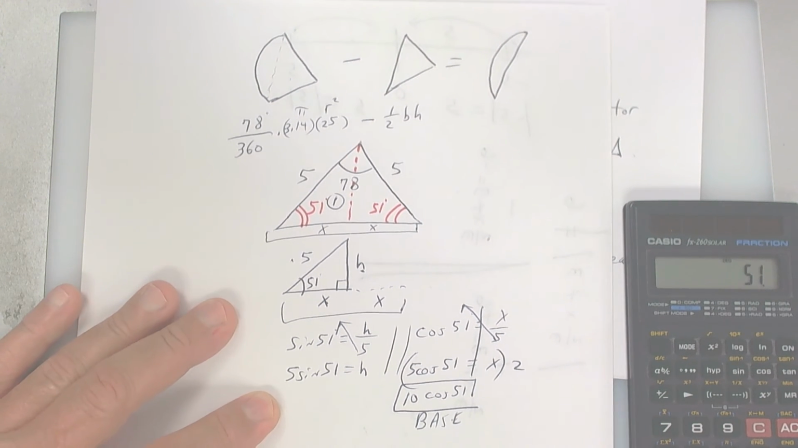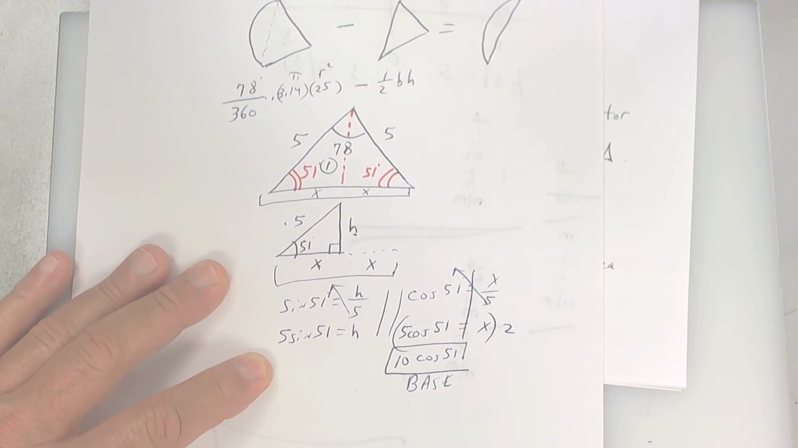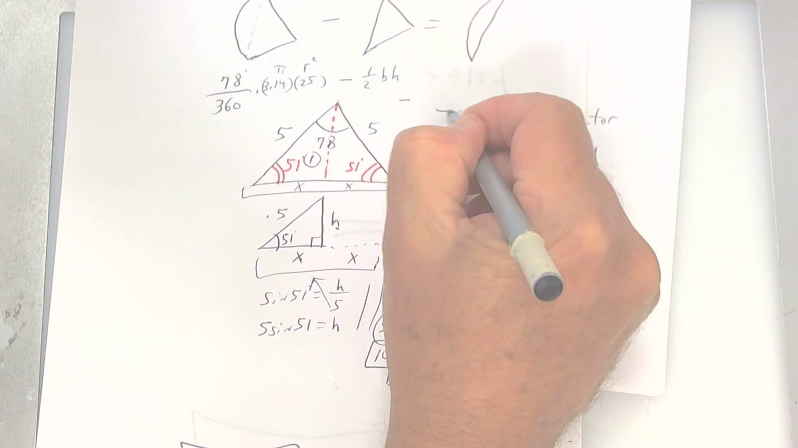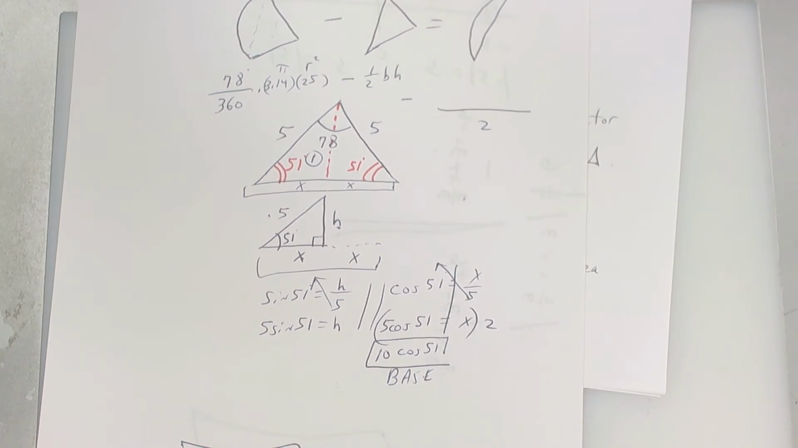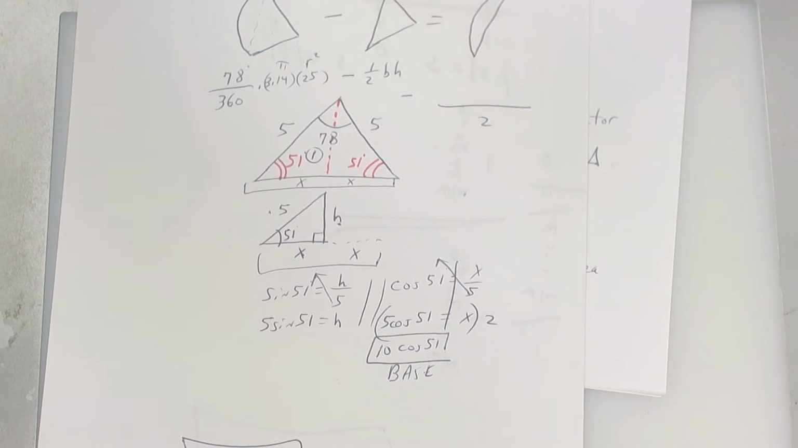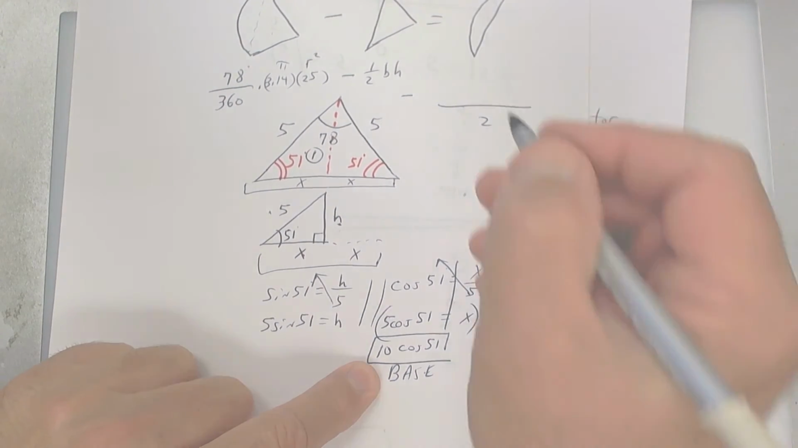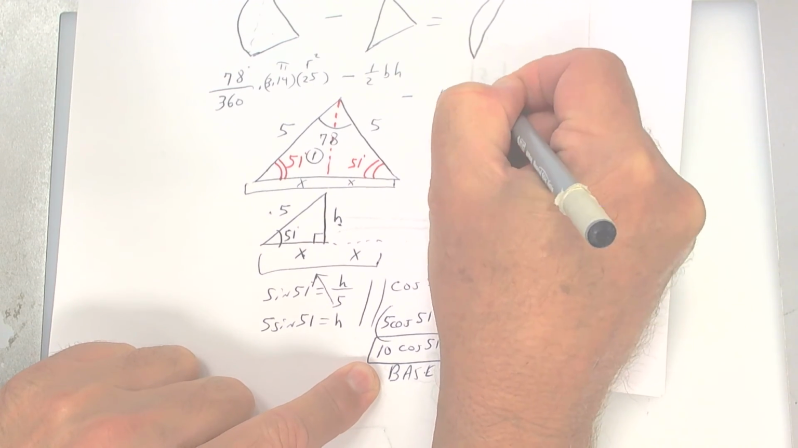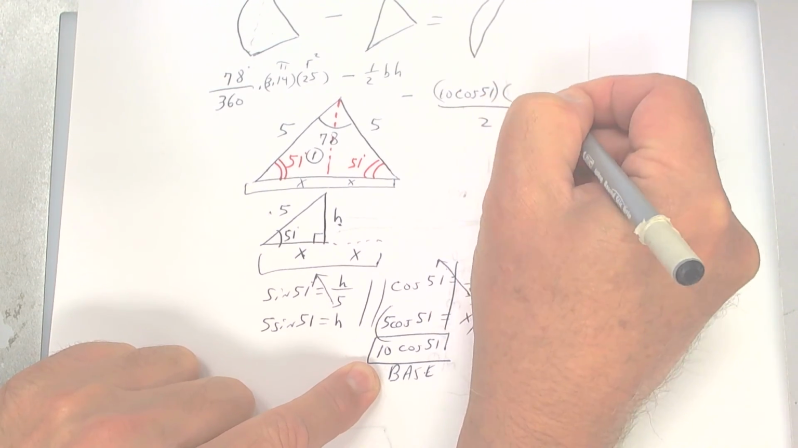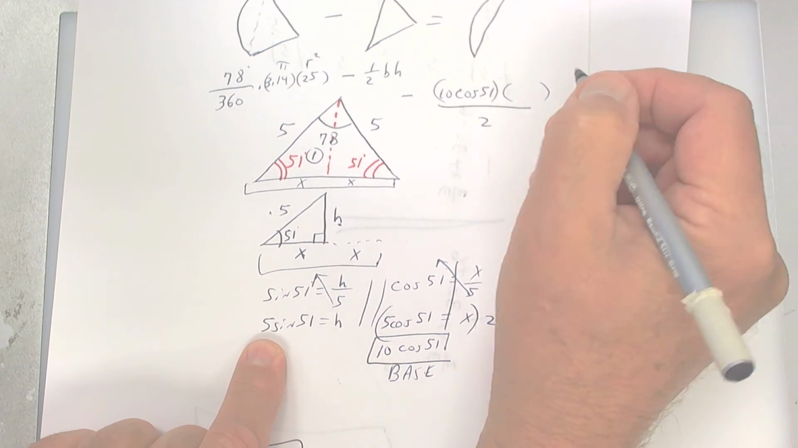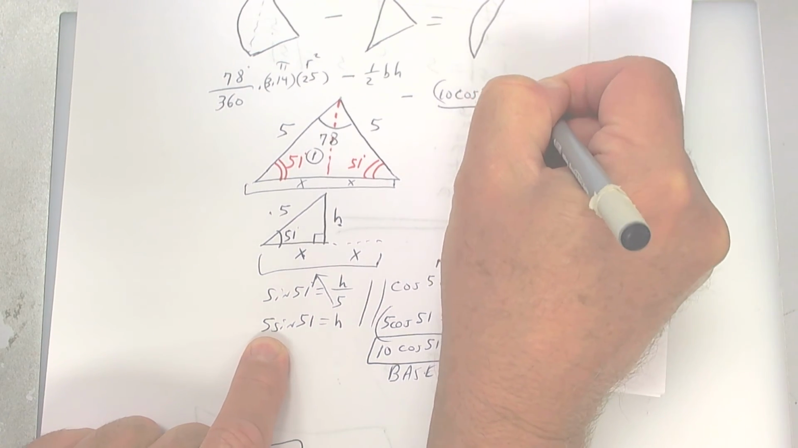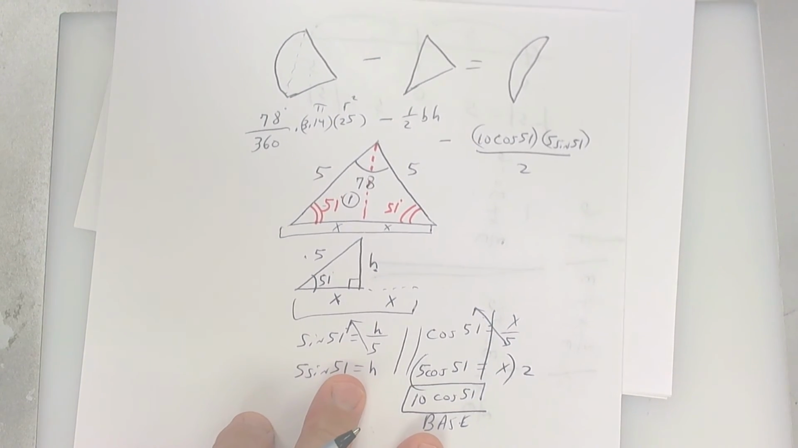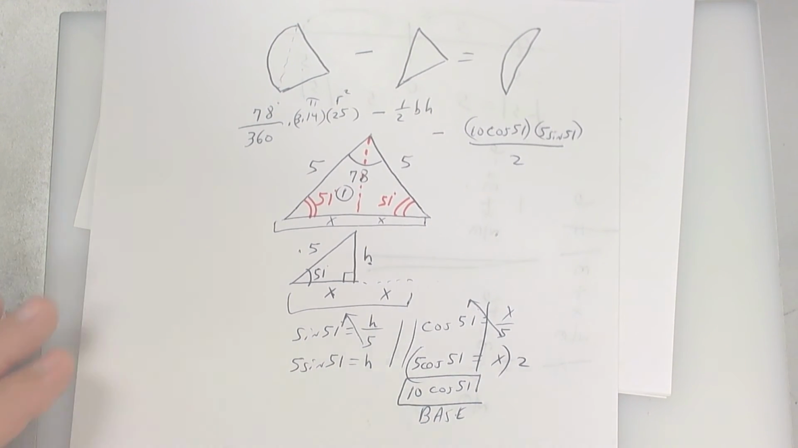All right, I need you to understand this one. So let's take a look here. Here's the formula. So it's going to be minus, you're going to end up dividing by 2, 1/2. The base is 10 times the cosine of 51 degrees times the height. The height here was 5 times the sine of 51 degrees. You have to be able to do trig or you can't work this problem. Let's finish this thing up.